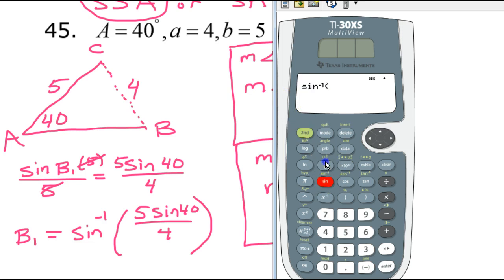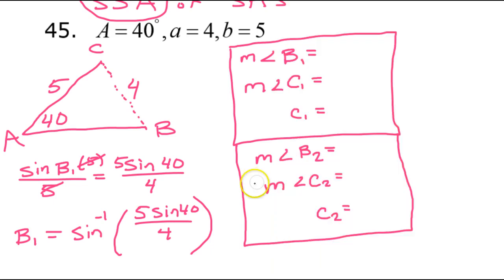All right, so here goes the inverse sine of 5 sine 40 over 4. So that's 53.464.